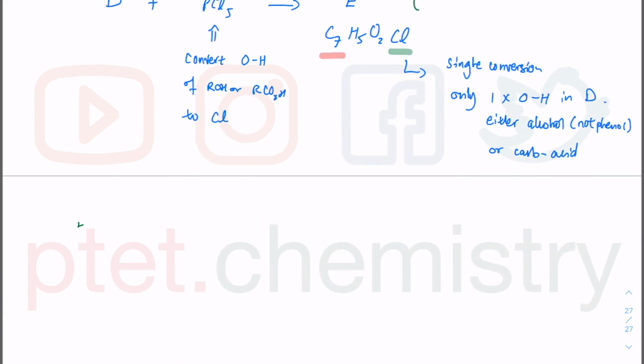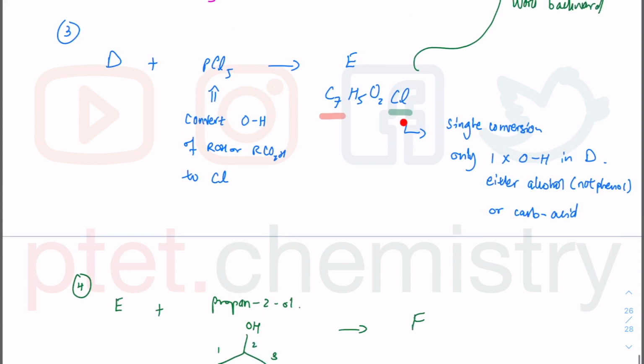What other information can I derive from this? E reacts with propan-2-ol. So what is propan-2-ol? Propan-2-ol is this, 1, 2, and 3. And I get this compound F. Is F given? F is not given. What do I know? I know E has this chlorine there, but it reacts with alcohol.